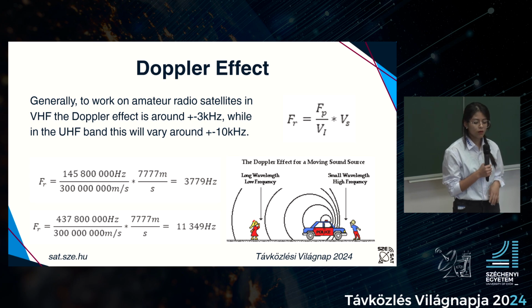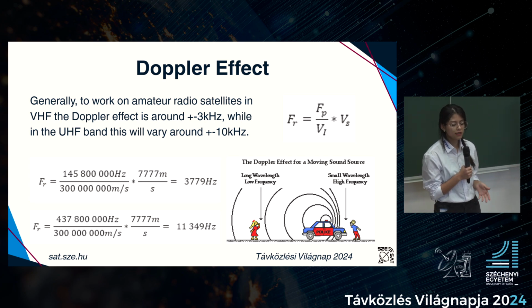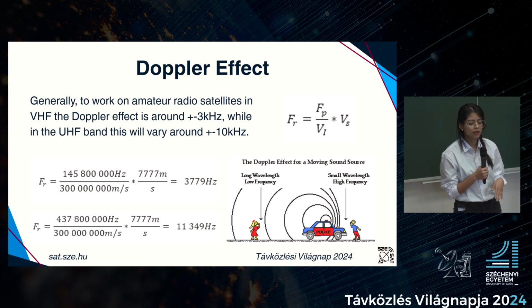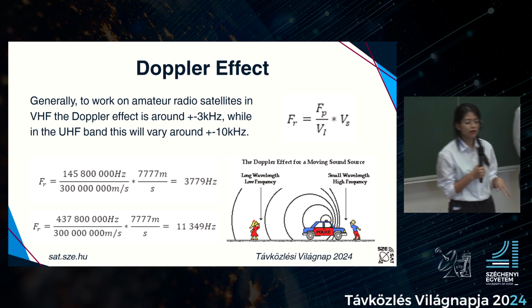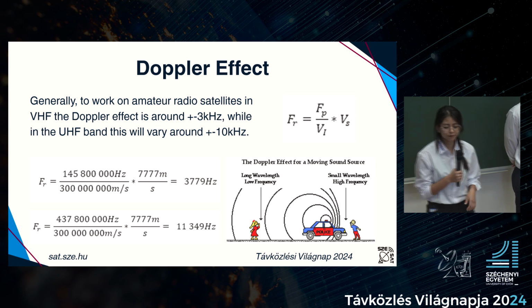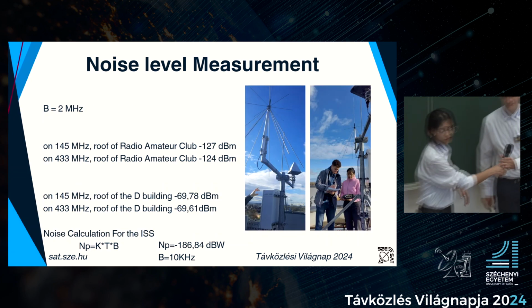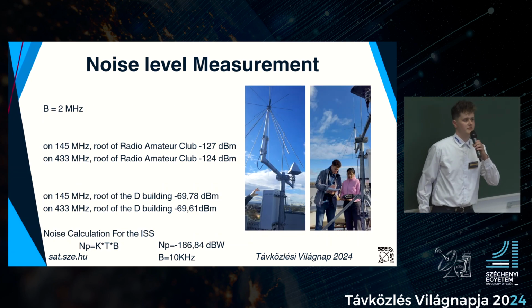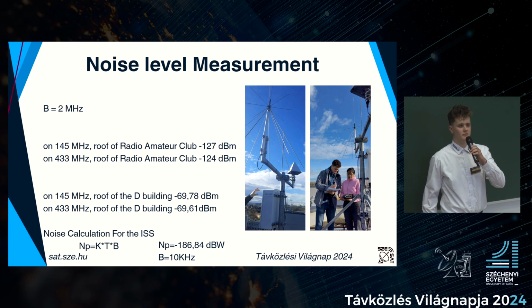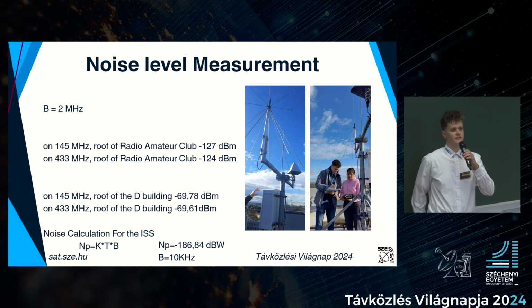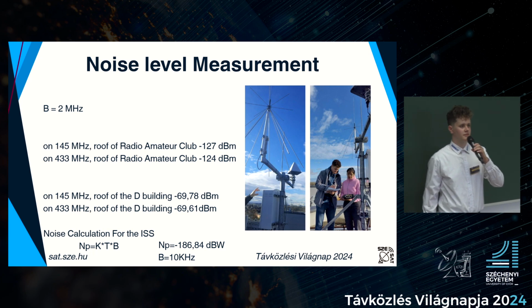But generally, to work with amateur radio satellites in VHF, the Doppler effect is around plus or minus 3 kilohertz, and in UHF around plus or minus 10 kilohertz. We have made multiple noise level measurements, both on the roof of building D and on the top of the Radio Amateur Club.